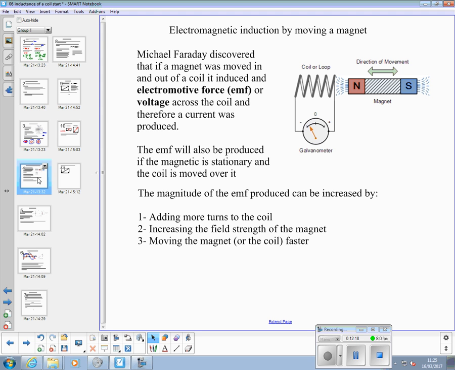So, you will also get an EMF if you keep the magnet still and move the coil. It's a relative motion between the two objects. Okay? Magnitude of the EMF produced can be increased by adding more turns to the coil, increasing the field strength of the magnet, or moving the magnet or coil faster, the velocity of that movement.